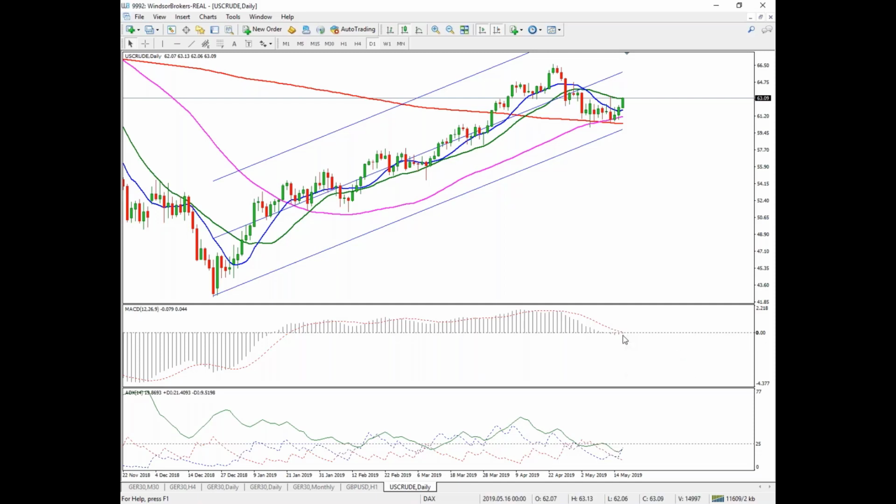So we can also refer to the MACD, which is in a way neutral at the moment. This one is gaining traction, gaining speed, but we still need a break above this line to confirm extension higher.